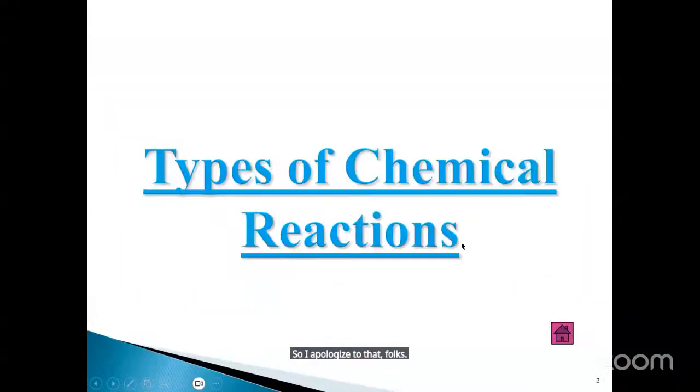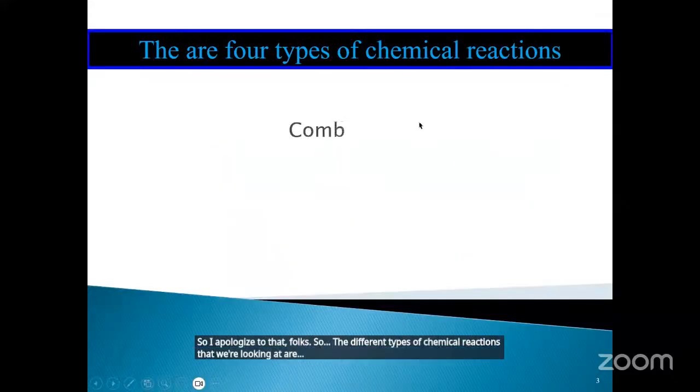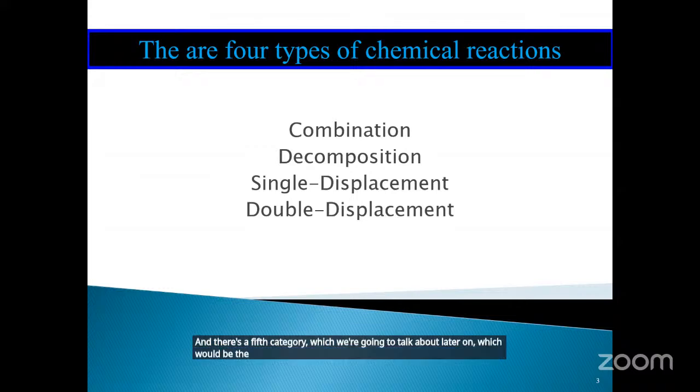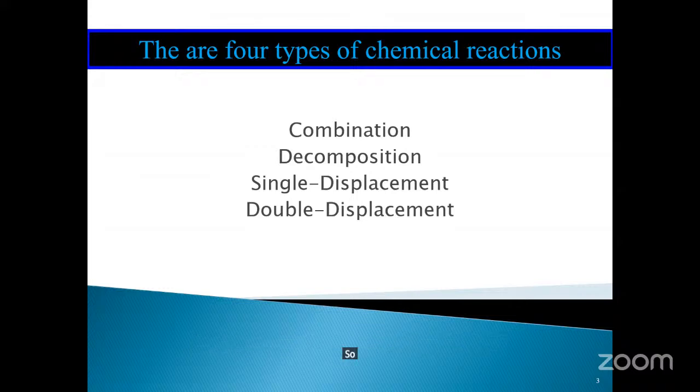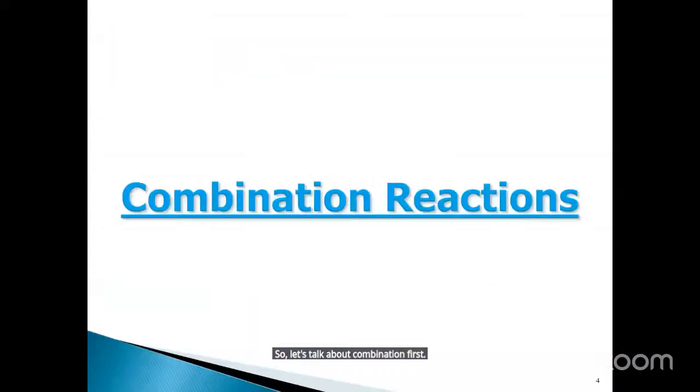So the different types of chemical reactions we'll be looking at are combination reactions, decomposition reactions, single displacement reactions, and double displacement reactions. And there's a fifth category, which we're going to talk about later on, which would be the combustion reaction, right? So most of the reactions that you're going to encounter in this course will fall under one of these 5 categories, right? So let's talk about combination first. What do we mean by a combination reaction?